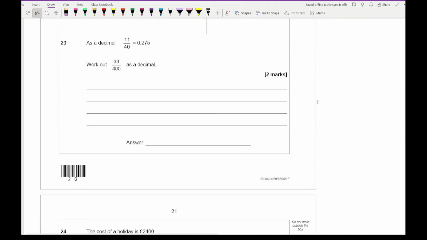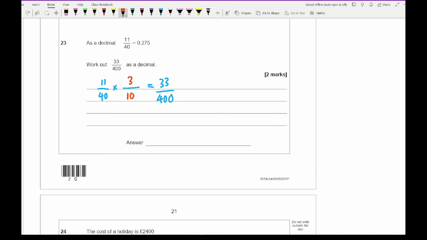Then for question 23, it says as a decimal 11 over 40 is 0.275. Work out what 33 over 400 is going to be. So what I need to do here is think to myself, well, what do we need to multiply 11 over 40 by to get 33 over 400? Well, I need to multiply 11 by 3 to get 33 and multiply 40 by 10.